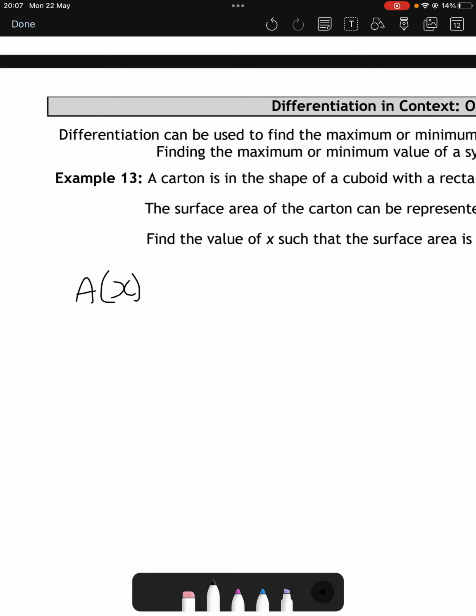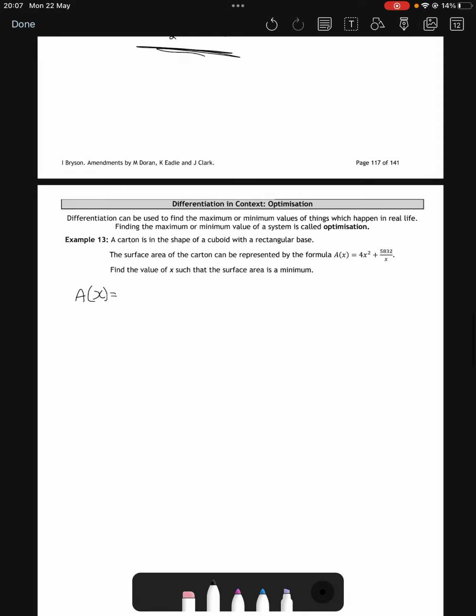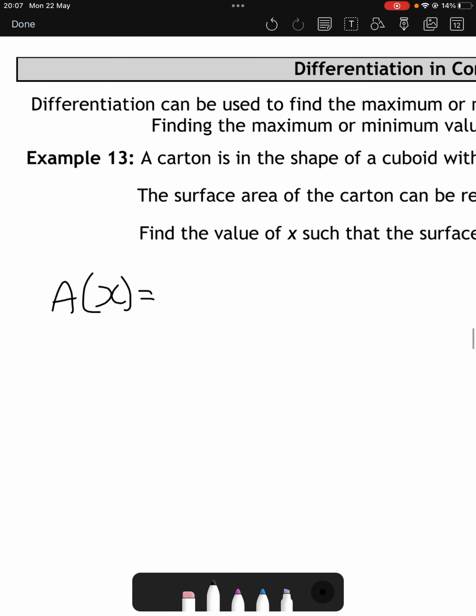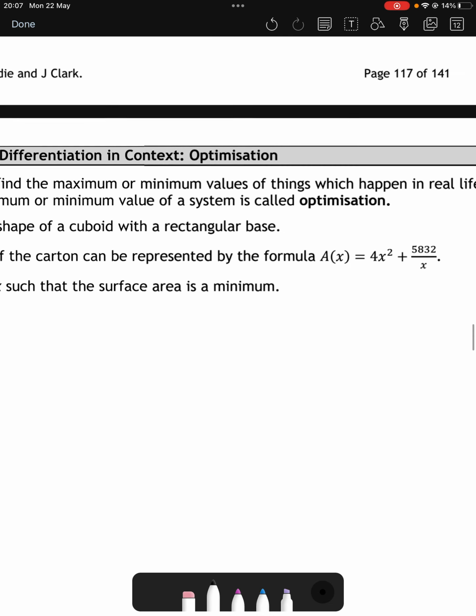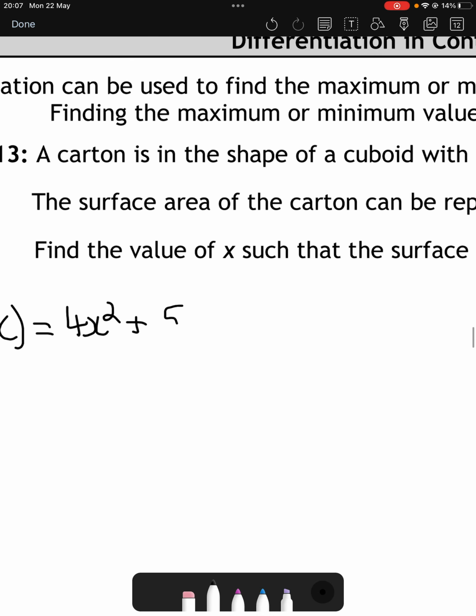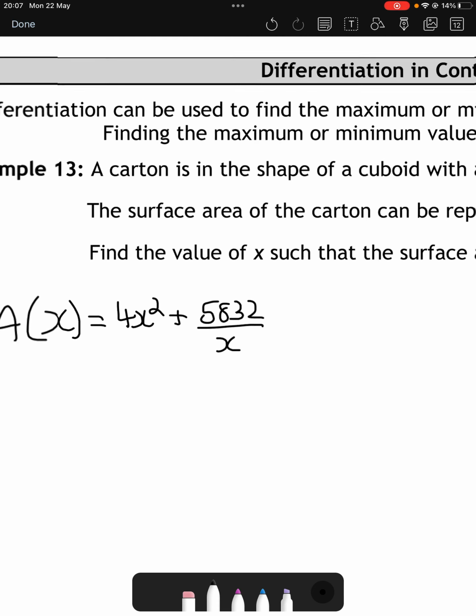So A of x is 4x squared plus 5832 over x. So we've got sides of this box, which are obviously denoted by x. What is the smallest value of x that we can have? So we've got a minimum surface area.